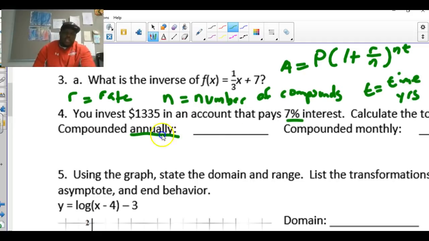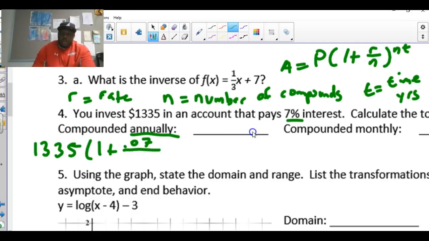So when we plug everything into this equation, we have the principal times 1 plus our rate, which is 7% or 0.07. We always convert our percents to a decimal, so convert R to a decimal. And then our N is 1. It's compounded annually, so 1. And then we raise it to the N, which is 1 times time.